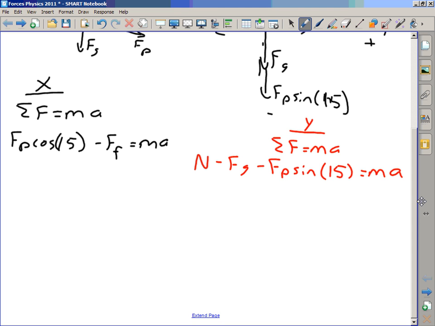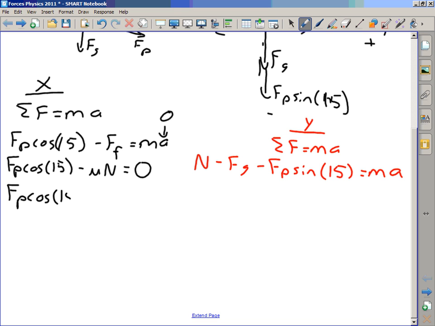FP is what I'm looking for. Cosine 15 minus, what's the equation for friction? Mu times normal force. Okay. What's the acceleration here? 0. How do you know? Problem said constant velocity. Good. So 0 on that entire side. And we know our mu. What is it?